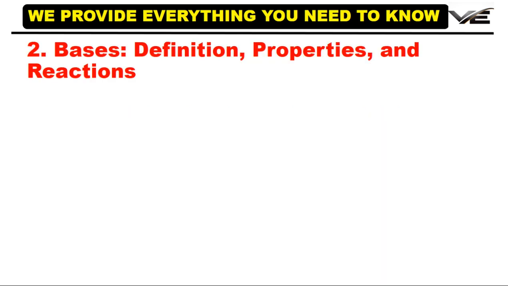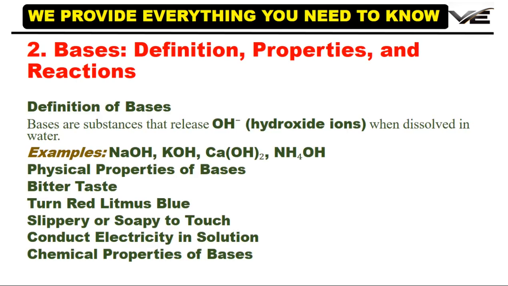Base definition, properties and reactions. Definition of bases. Bases are substances that release OH negative hydroxide ions when dissolved in water. For example, NaOH, KOH, Ca(OH)2, NH4OH.